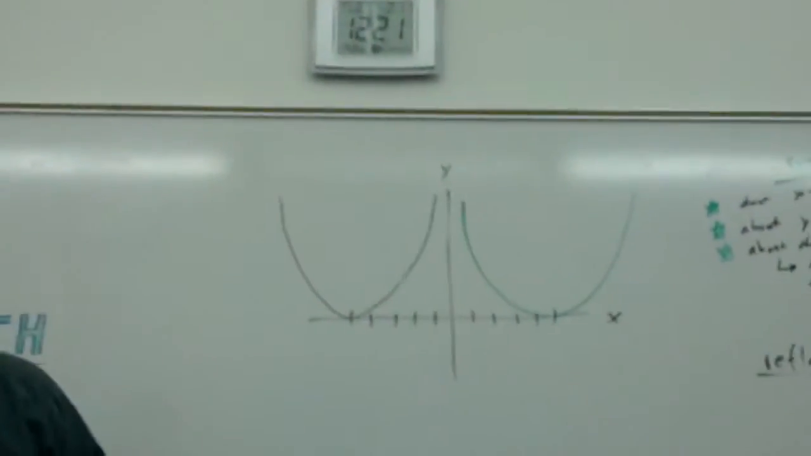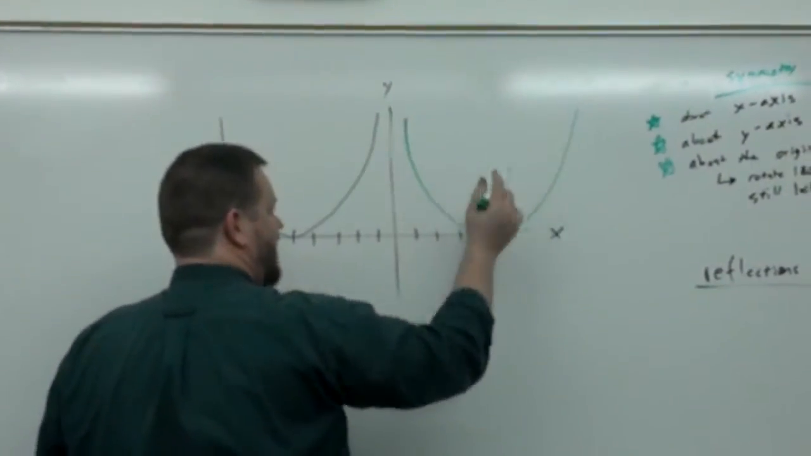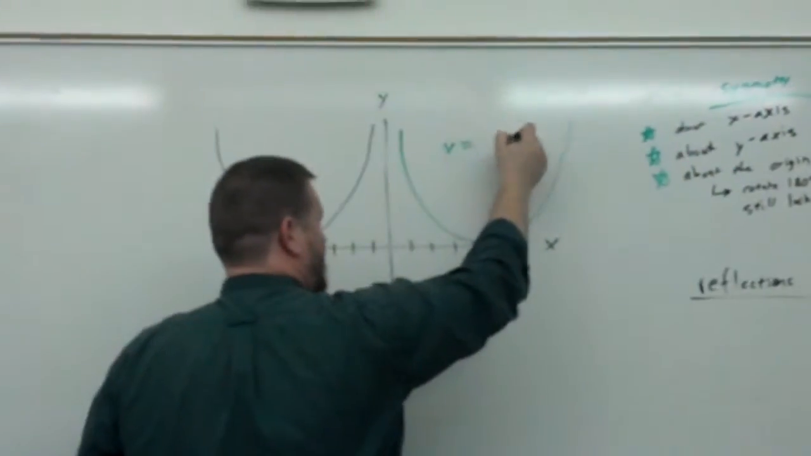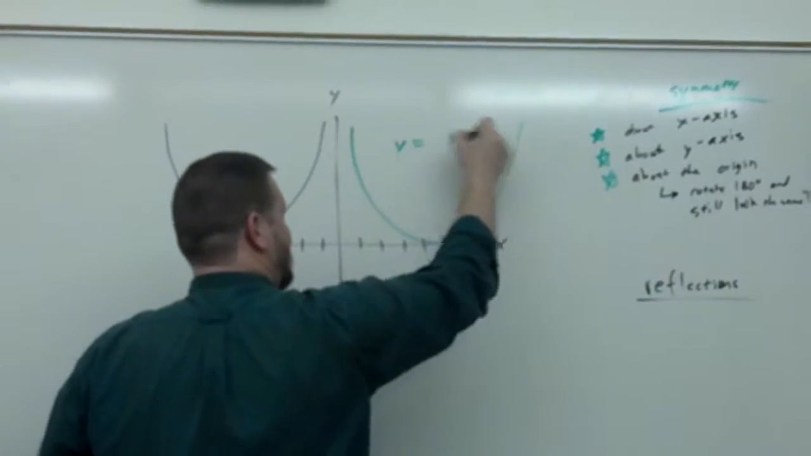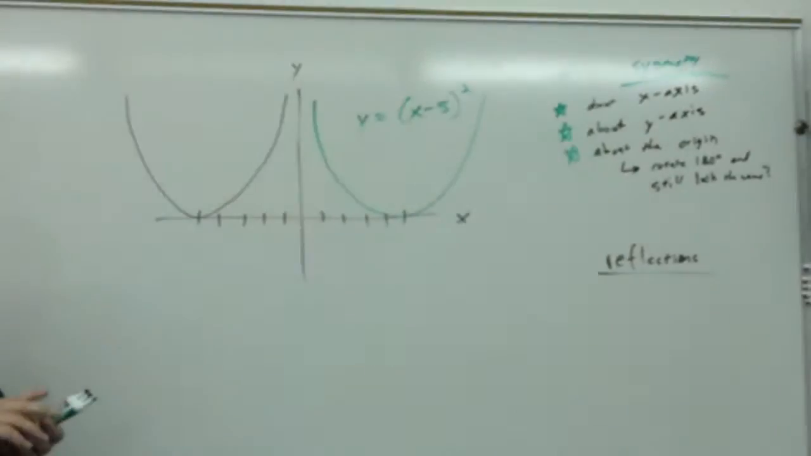So what happens here is let's say that this graph here, I wouldn't expect you to know this off the top of your head, but this one here is this shape right here. It's an X squared.